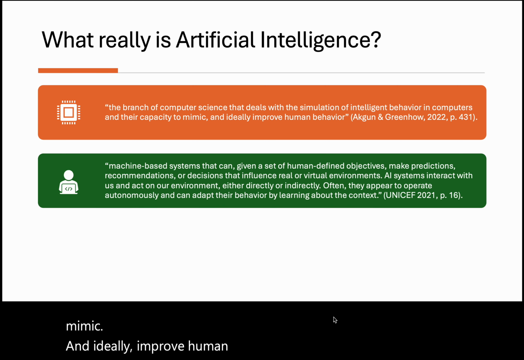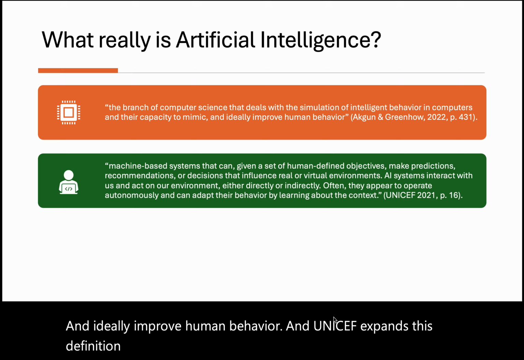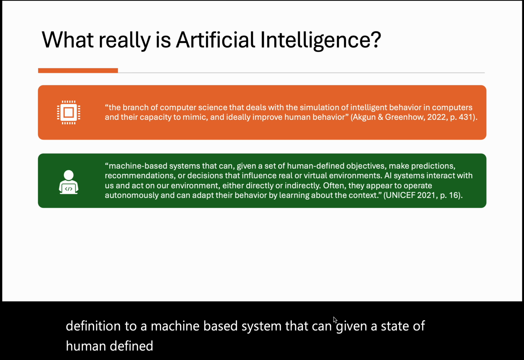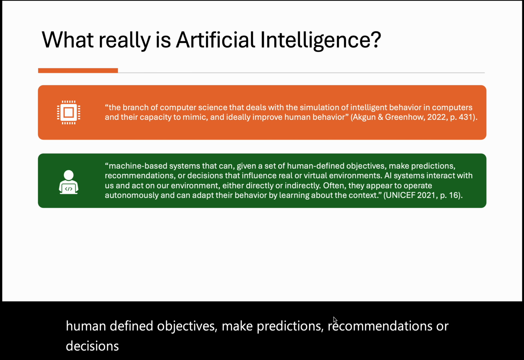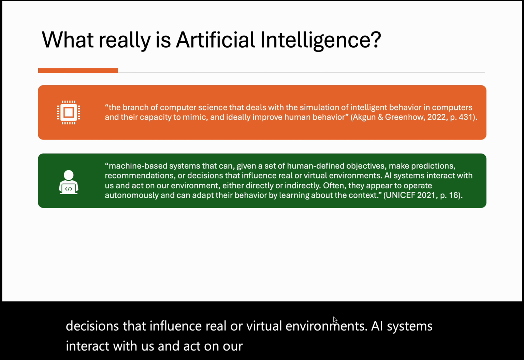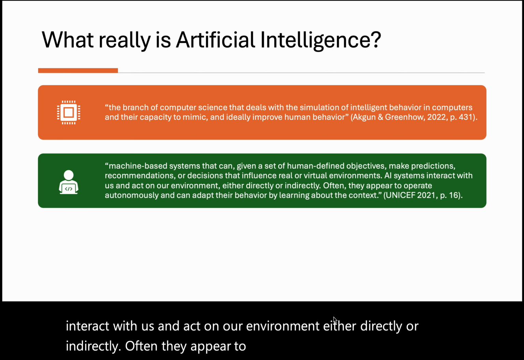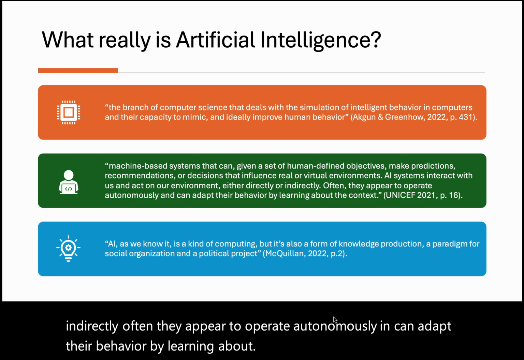And UNICEF expands this definition to a machine-based system that can, given a set of human-defined objectives, make predictions, recommendations, or decisions that influence real or virtual environments. AI systems interact with us and act on our environment either directly or indirectly. Often they appear to operate autonomously and can adapt their behavior by learning about the context.